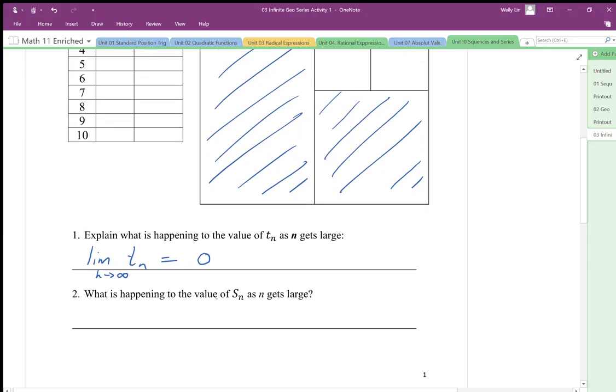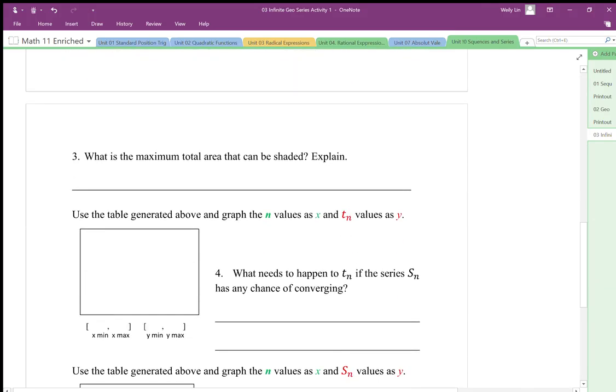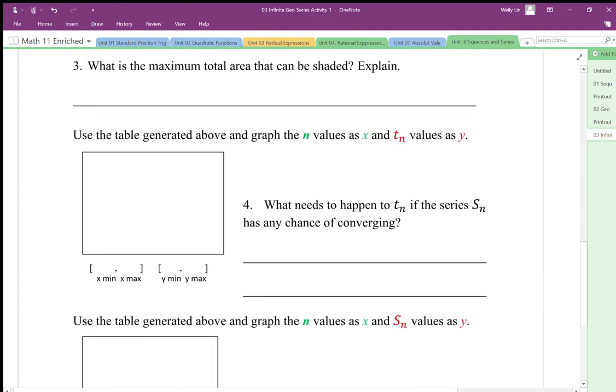Okay, what's happening to the value Sn as n gets large? Does it just keep on going forever? Or does it converge? And again, I'm using some new language here. Does it converge to a finite sum? And that's what you're going to be checking for in this activity. Okay, and then you want to answer these questions.